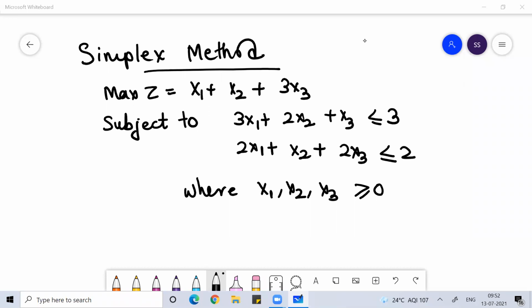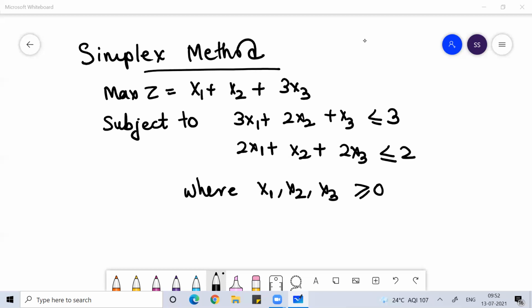So you can either solve this problem by MS Excel solver, or by using simplex method. I'm not going to emphasize much on MS Excel solver because in the exam, you can't use that Excel solver to get the answer. So we need to learn a more appropriate method to get the answer, and that is the simplex method.